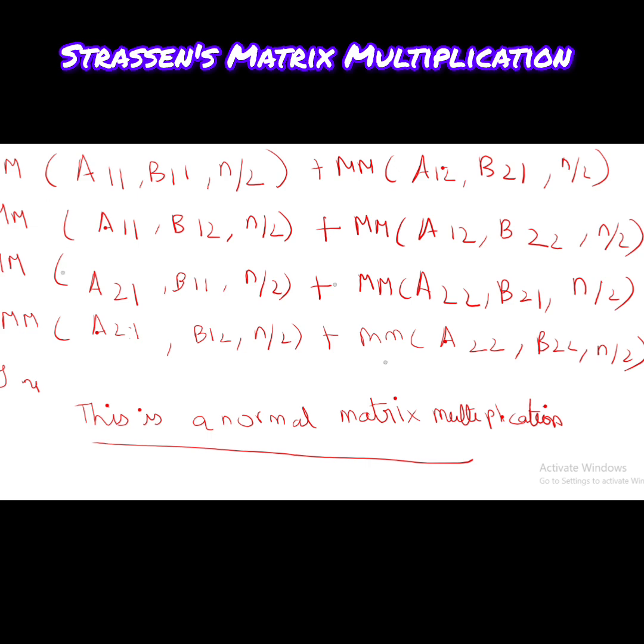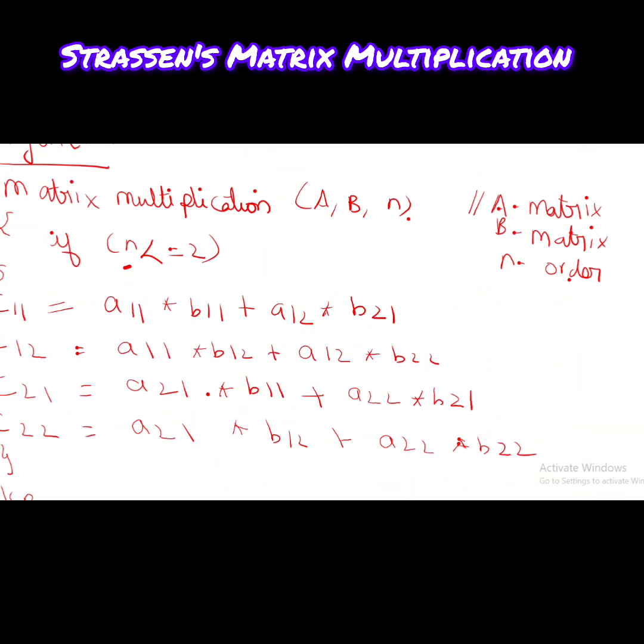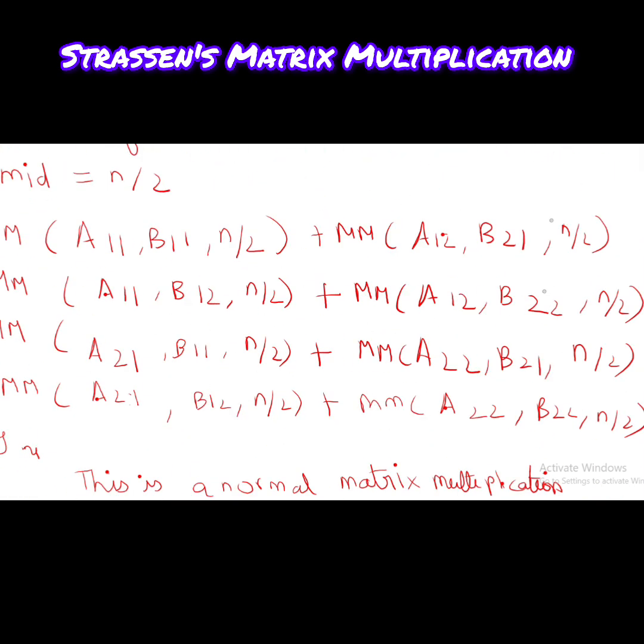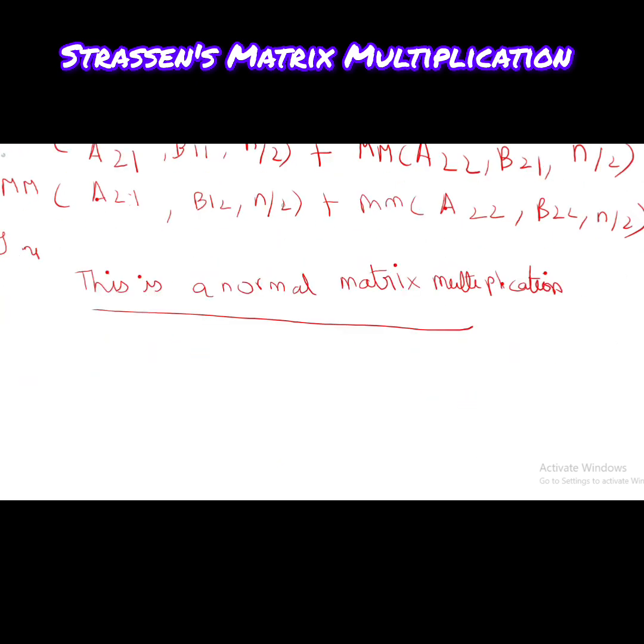Similarly, the second one also we are doing. So A11 with B12, then A12 with B22. Okay, so here we have done it. Likewise, we are doing the matrix multiplication for the fourth one. So this is actually a normal matrix multiplication, right?